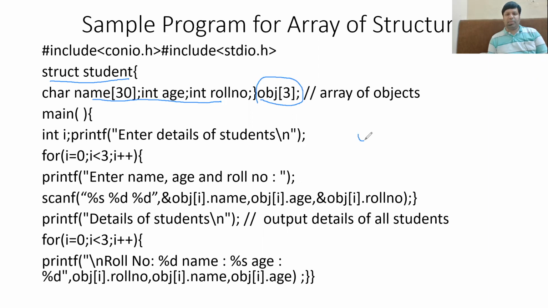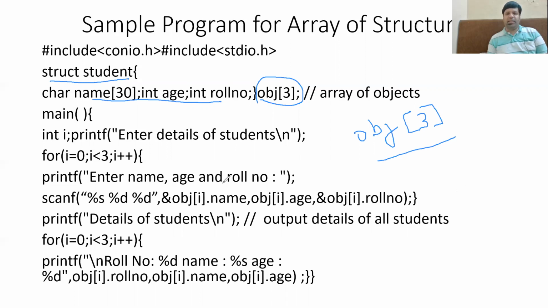If I had simply written obj, then it would have created a simple structure object. But because I have used the square brackets and mentioned a constant value as size, this means we are creating an array of the structure object with 3 elements. So that means we are creating 3 objects.